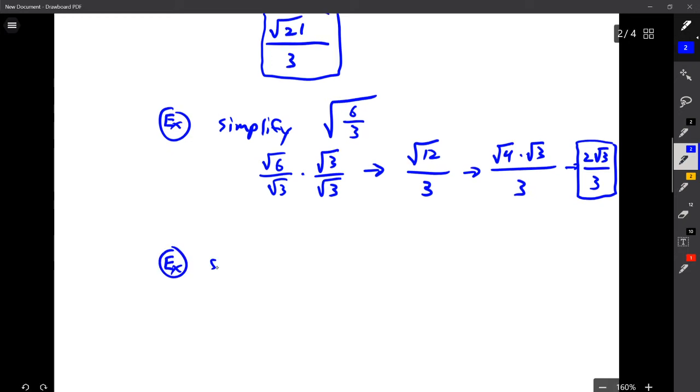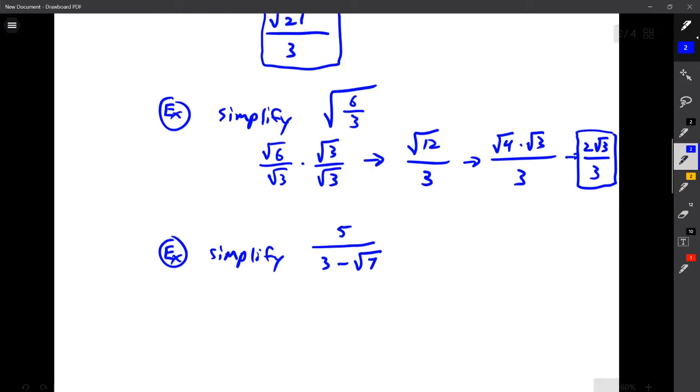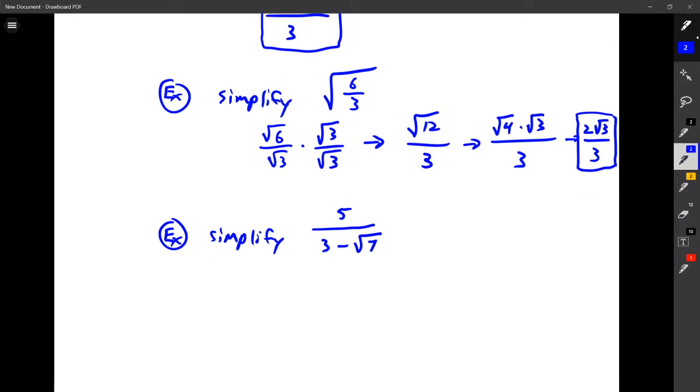Let's say we have this. Simplify. Let's go with 5 over 3 minus the square root of 7. Well, this looks ugly. We're going to use something here called the conjugate. Conjugate.